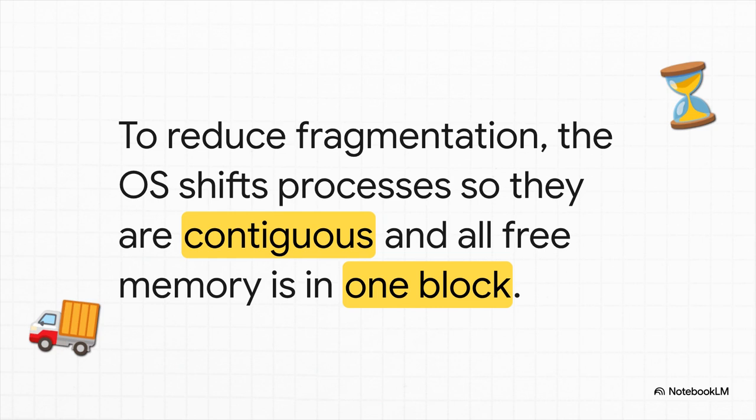Now, one way to fix this is with something called compaction. The OS literally hits pause on everything, shuffles all the active programs to one end of the memory, and smushes them together to create one big, usable block of free space. As you can probably guess, this is incredibly slow. It brings the whole performance to a screeching halt.